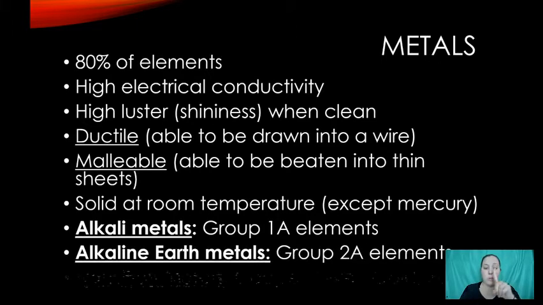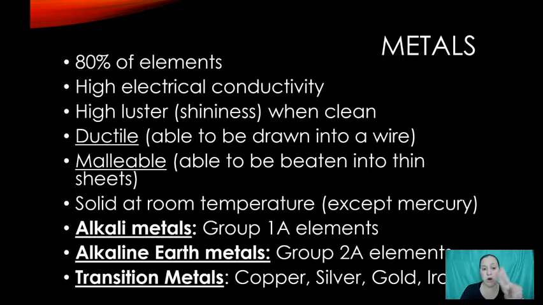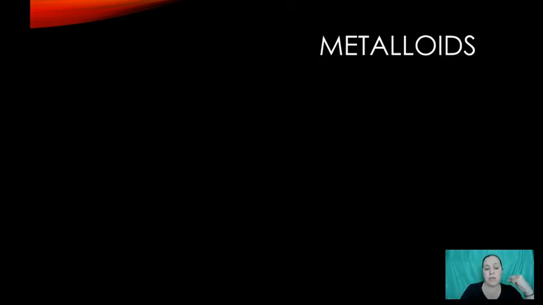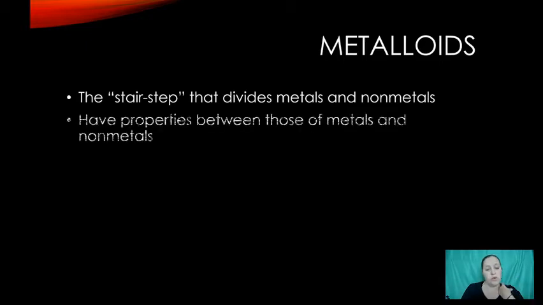Alkali metals are in group 1. Alkaline earth metals are in group 2. Then you have your transition metals. Your transition metals transition from the left side to the right side of the periodic table. And your inner transition metals, which are down at the very bottom. If you remember, they're called the lanthanides and the actinides. We also call those the inner transition metals.